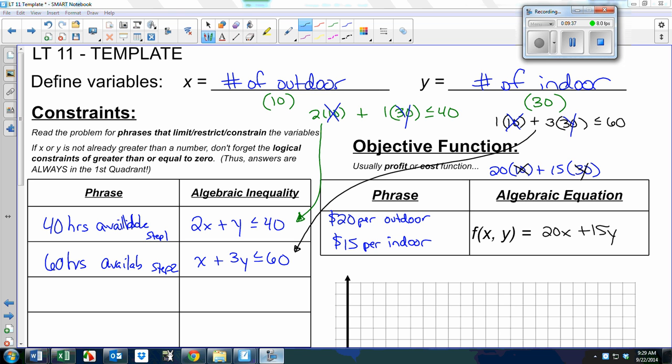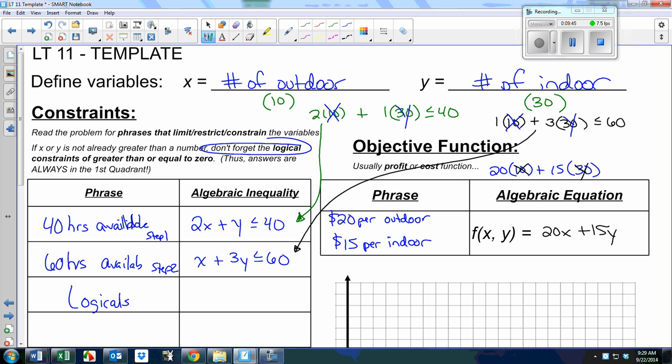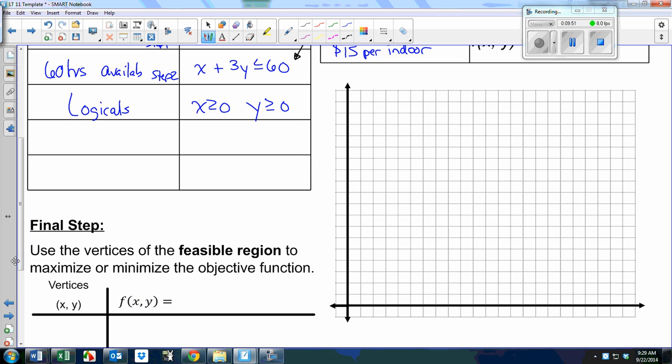All right, I'm going to stop the video there because the rest is just, oh, one more, sorry. I even have it right here. Don't forget the logicals. You can't have a negative number of shoes, so x is bigger than or equal to 0, y is bigger than or equal to 0, and that just makes sure you're in the first quadrant there, okay? So I'll stop the video because that's the important part. The rest you can finish by graphing, find your coordinates of the vertices and plug them in, blah, blah, blah.